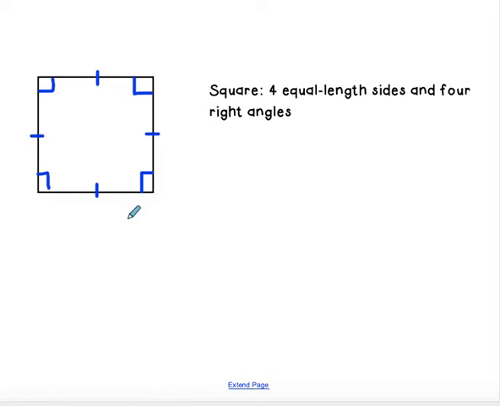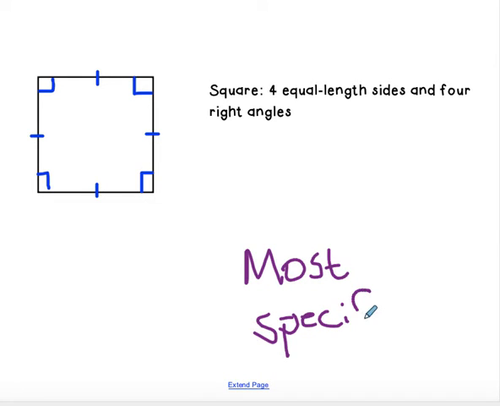And then here's the last one. This would be the most specific. A square is a quadrilateral that has the most specific set of rules. A square must have four sides that are equal length and four right angles. So now you see the tick marks to tell us that all sides are the same length, and you see the squares in the corner to tell you that they are right angles.